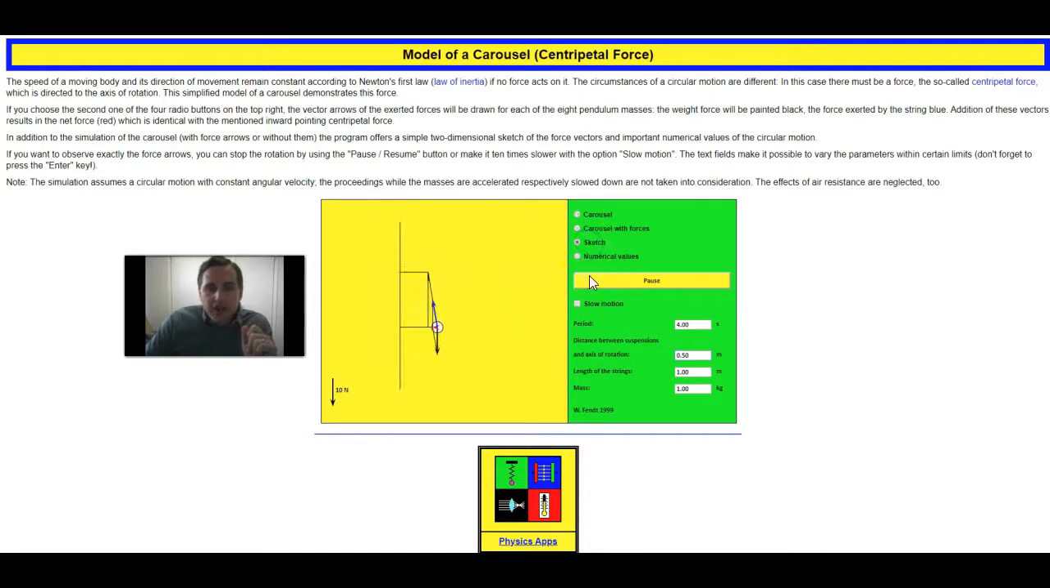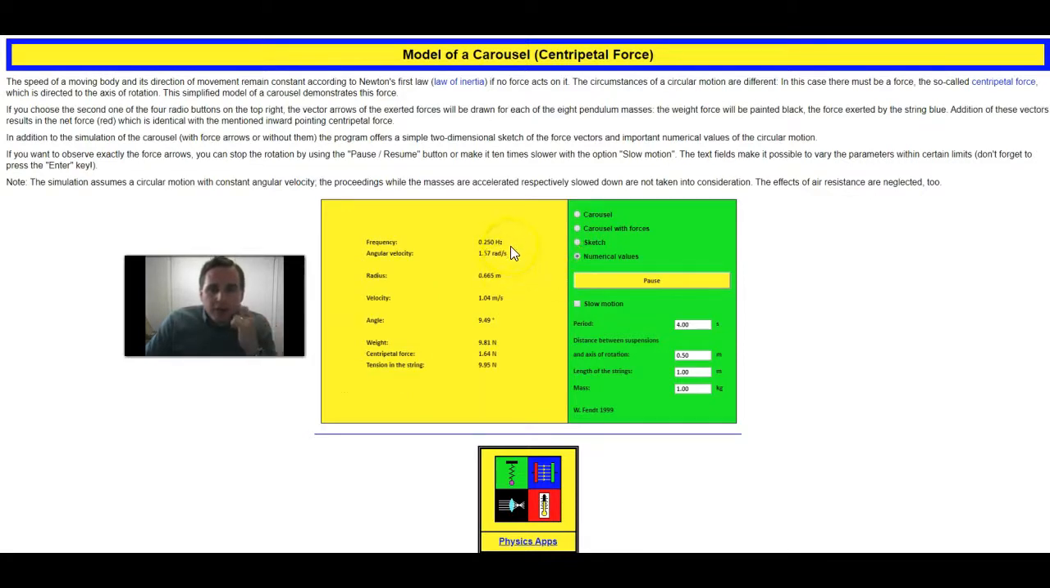Let's go ahead and look at the sketch. Okay, this does look to be the case. Even though the angular velocity, the period, and the frequency are the same, period is 4 seconds, the frequency should be 1/4 of a hertz, and then the angular velocity should be pi over 2, or 1.57 approximately, radians per second. Let's go ahead and look at the numerical values.